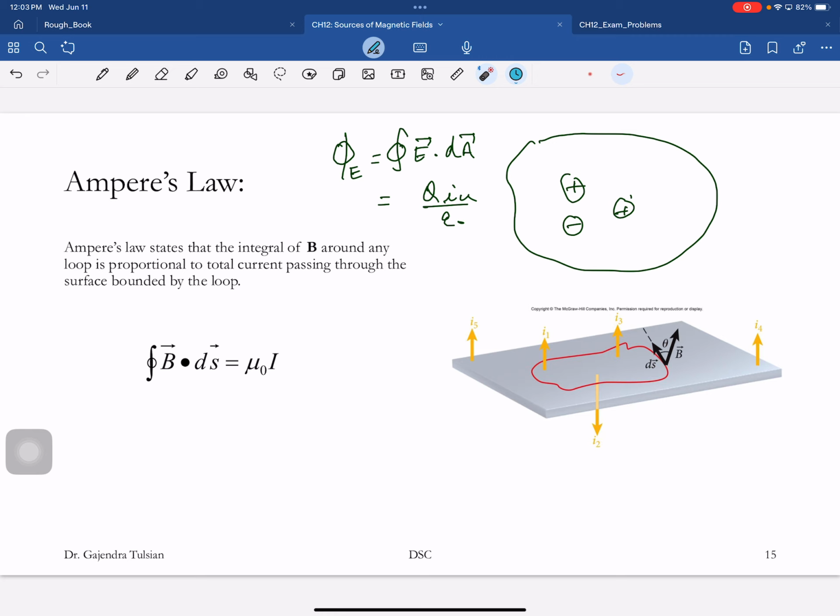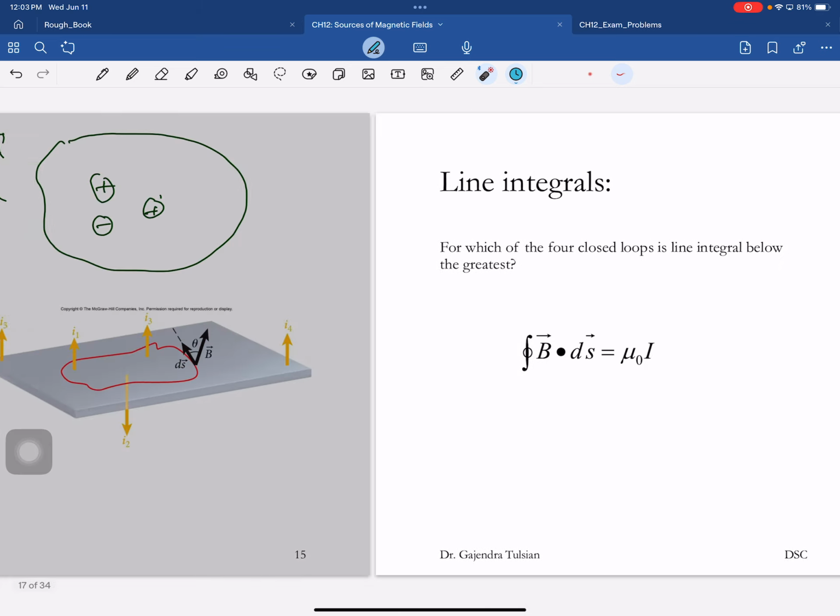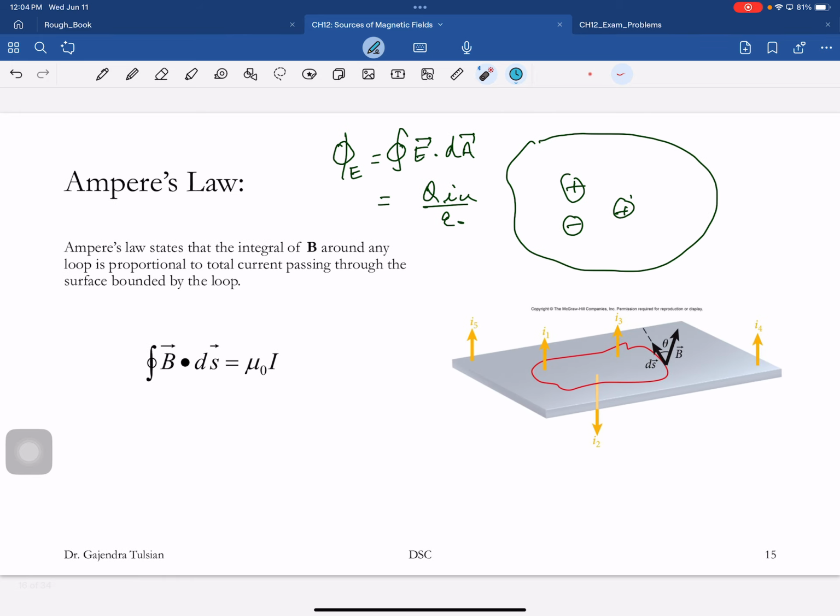There's a sign to the current. If you're taking the line integral like that, you're always using your right hand. If the direction of the line integral is pointing like this, your thumb tells you that's a positive current, and this would be a negative current. So if you're doing the line integral along that line, this is a positive current, and this would be a negative current. So this is the parallel of Gauss's law.